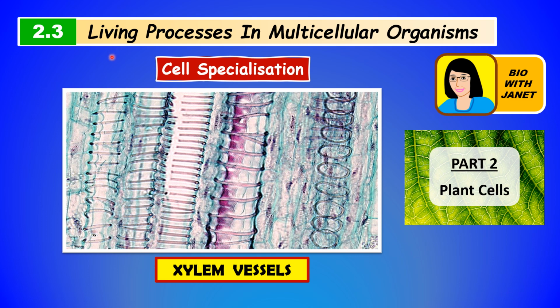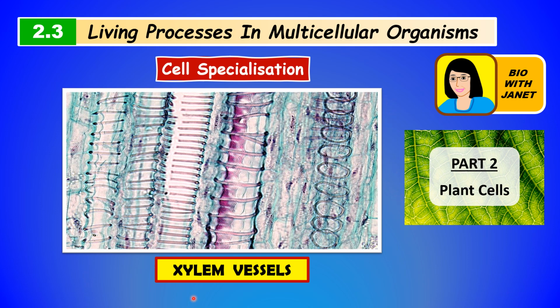We are going to continue to discuss subtopic 2.3 in the Form 4 biology syllabus. The title is Living Processes in Multicellular Organisms. So we have started off by discussing some specialized animal cells. Let's go on to discuss some specialized plant cells.